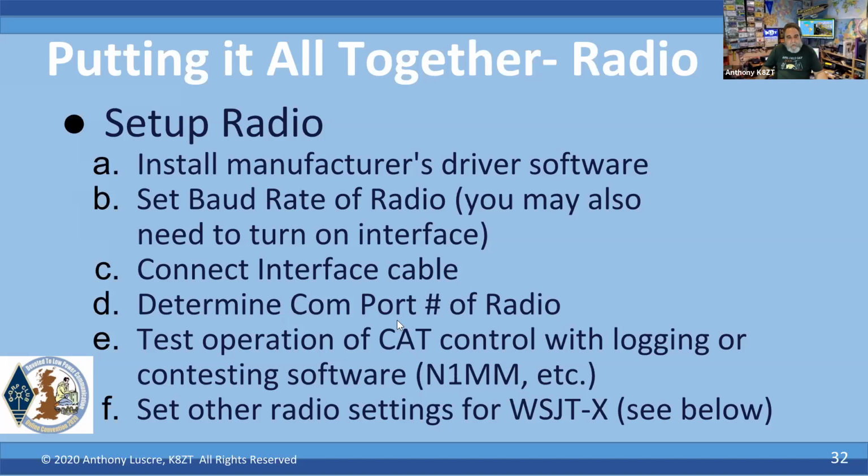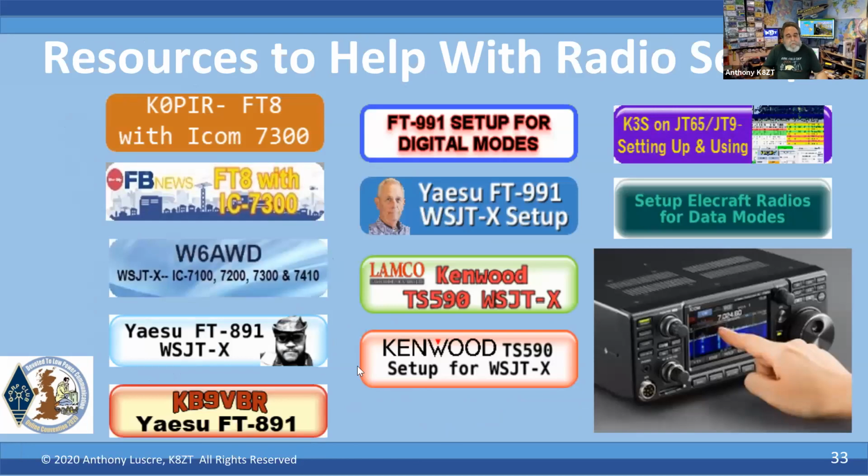And I'm going to be talking Windows specific here on some of these items, but it's very similar for the other operating systems. Test the operation of the CAT to make sure it's working. And then you need to tweak the other settings on the radio for WSJT-X and digital modes. And I have a number of different sites where people talk about individual models of radio so that you can get some help in setting up those individual models of radio to work in your shack.